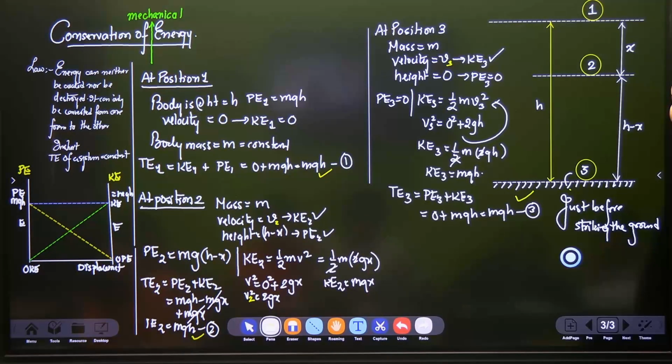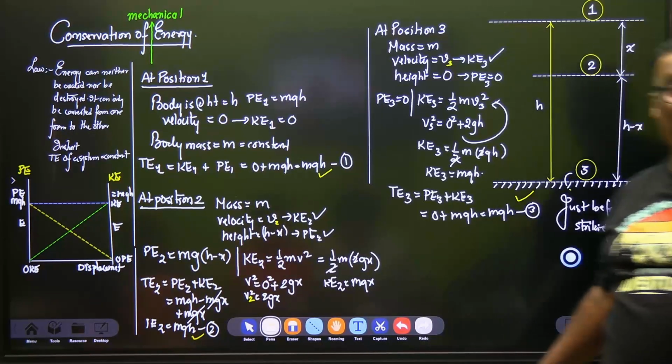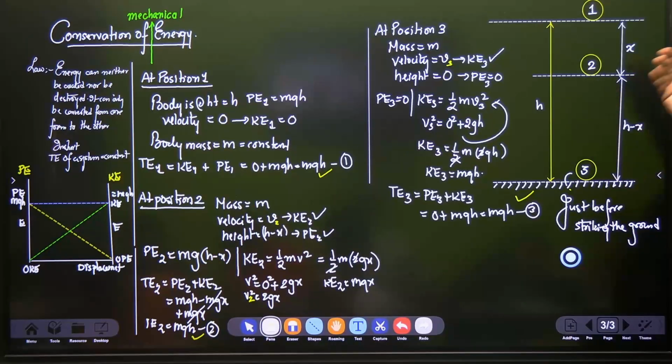You say, no sir, I still want the water to splash with much more higher velocity. We can do that. Jack up the PE. How do you jack up the PE? By raising the height of the water. For that, somebody has to, some mehnat you have to do, right? That mehnat is known as work. And that work we are spending to build up the energy.